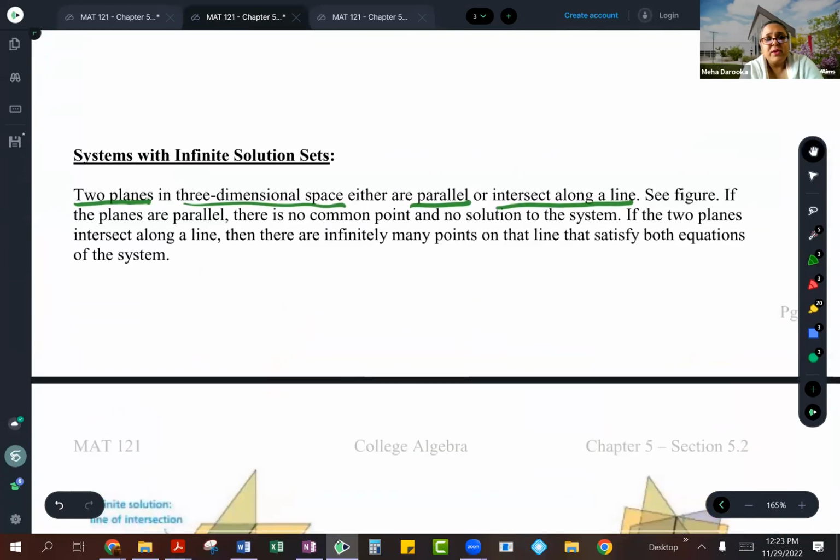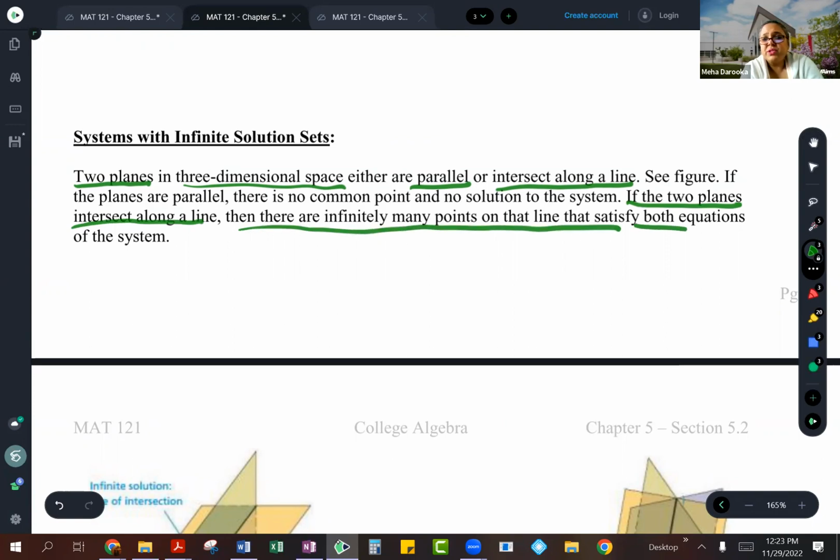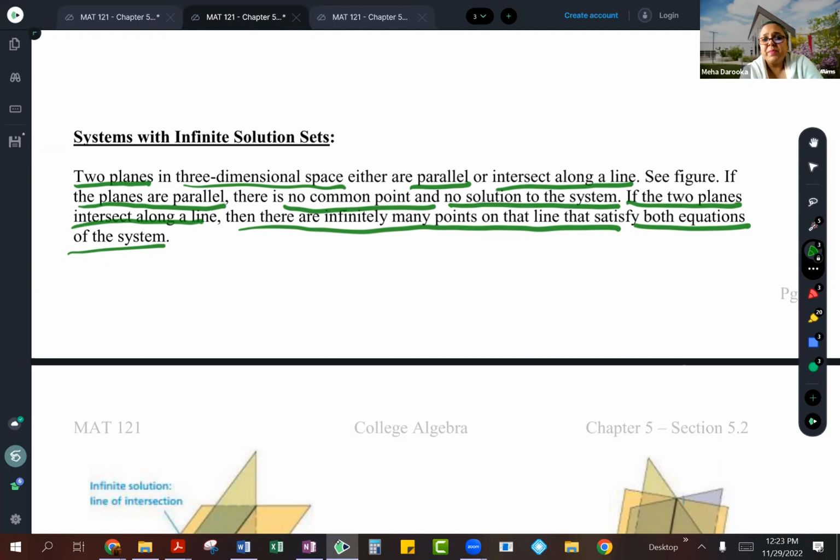So if the planes are intersecting and there are only 2 of them, they can intersect along a line, which means you will end up with infinitely many solutions which satisfy both your equations. However, if the 2 planes are parallel to each other, then they're running right alongside each other, kind of like 2 walls in a hallway. You will have no common point, which also means there will be no solution to that system. So those would be the 2 options that can happen if you have 2 planes in a 3-dimensional space.